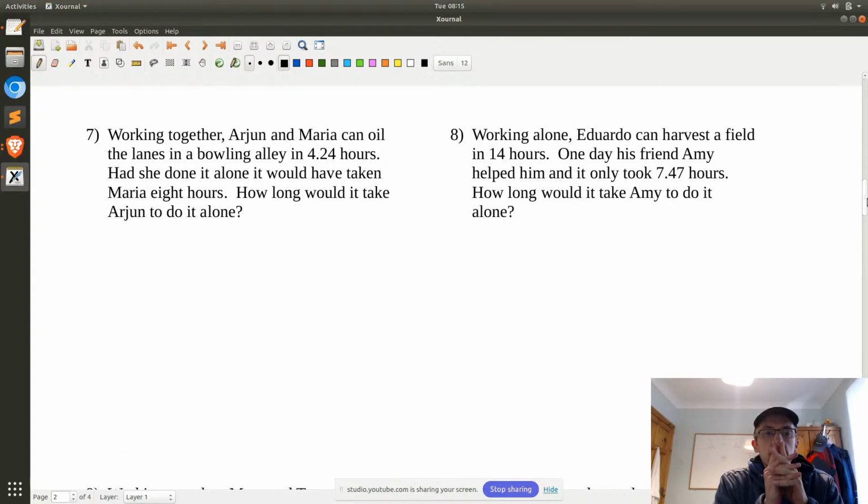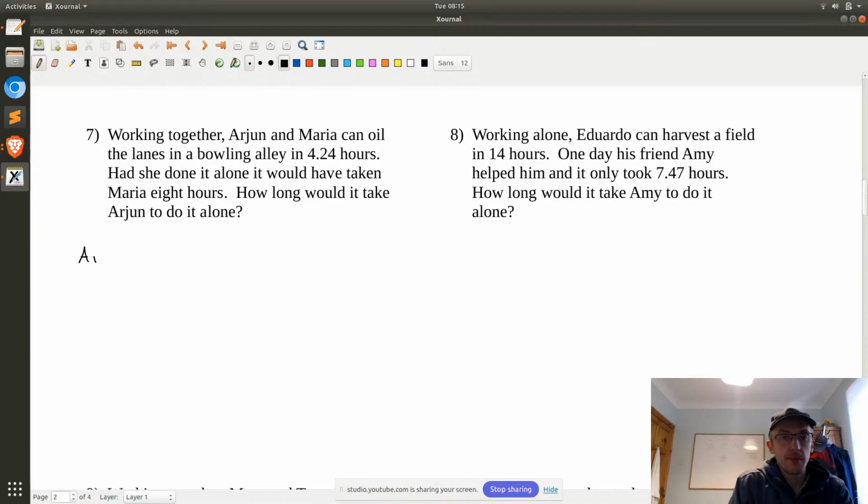Problem 7 says, working together, Arjun and Maria can oil the lanes in a bowling alley in 4.24 hours. Had she done it alone, it would have taken Maria 8 hours. How long would it take Arjun to do it alone? Oh boy. Back to their usual tricks, huh?